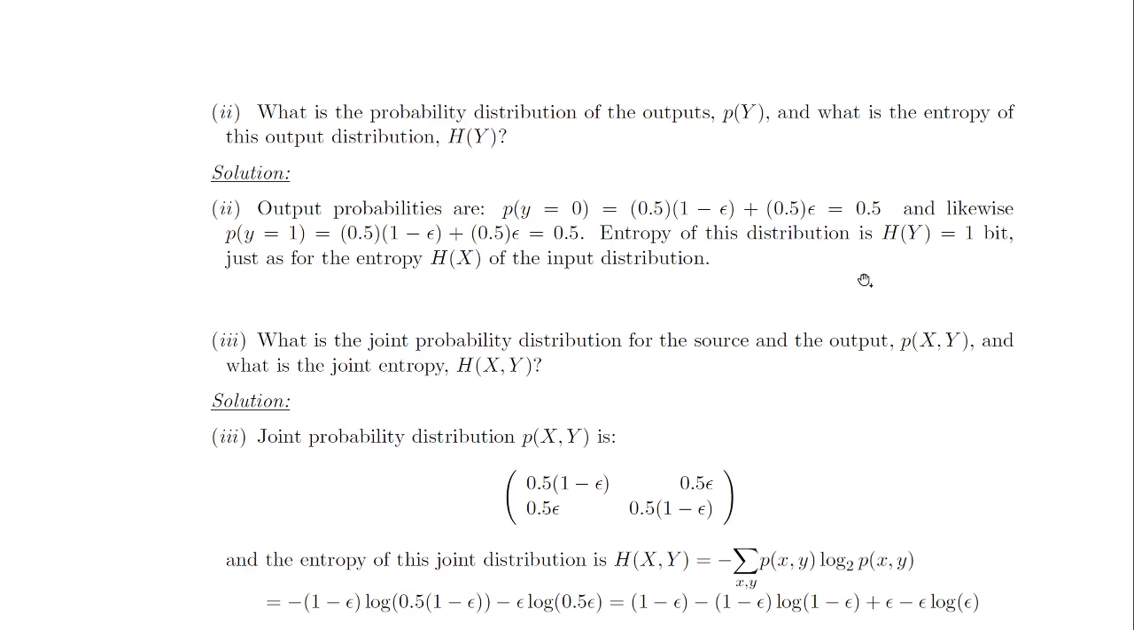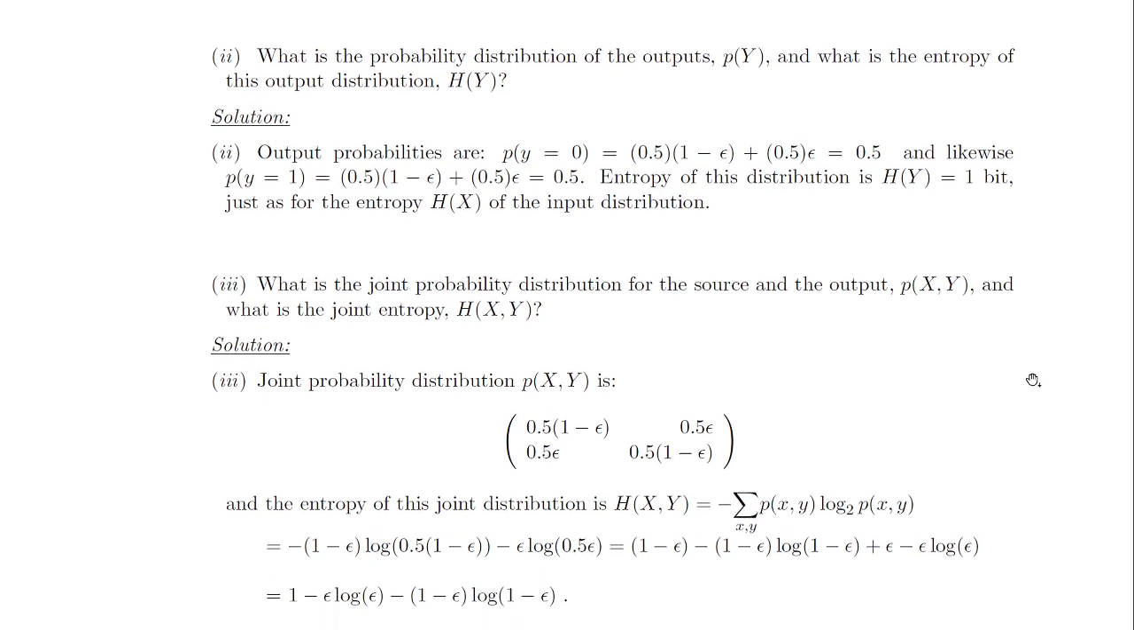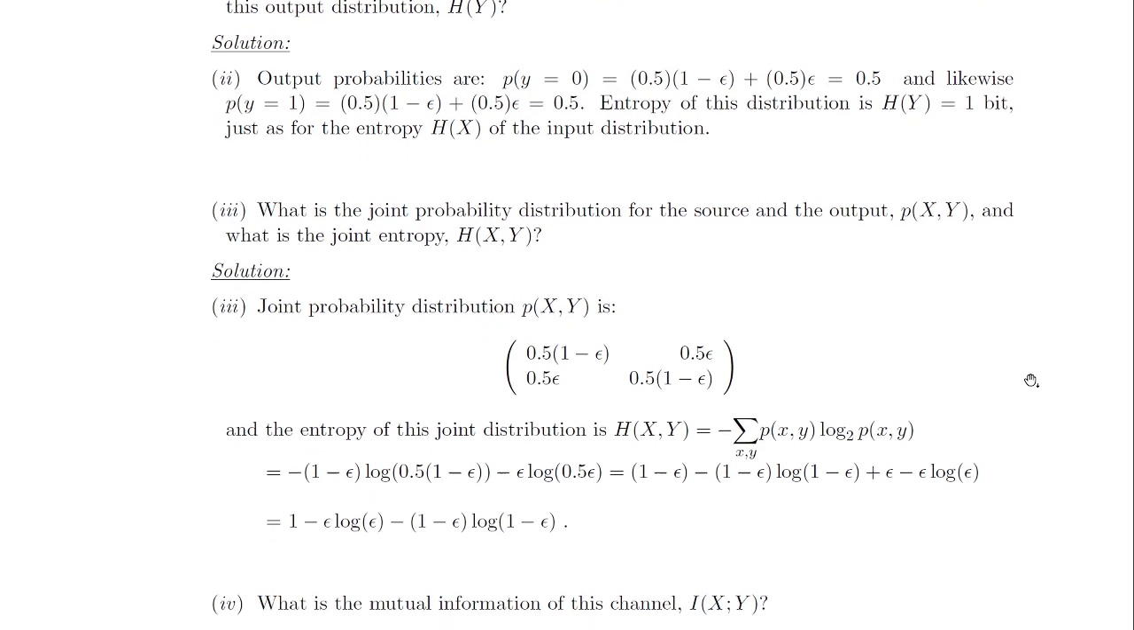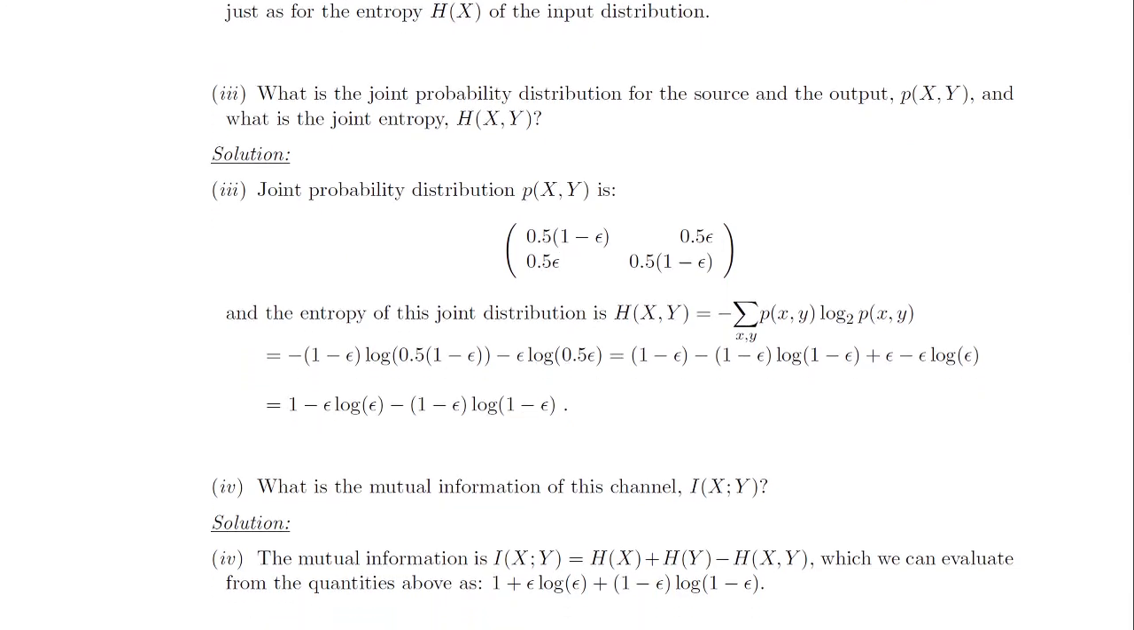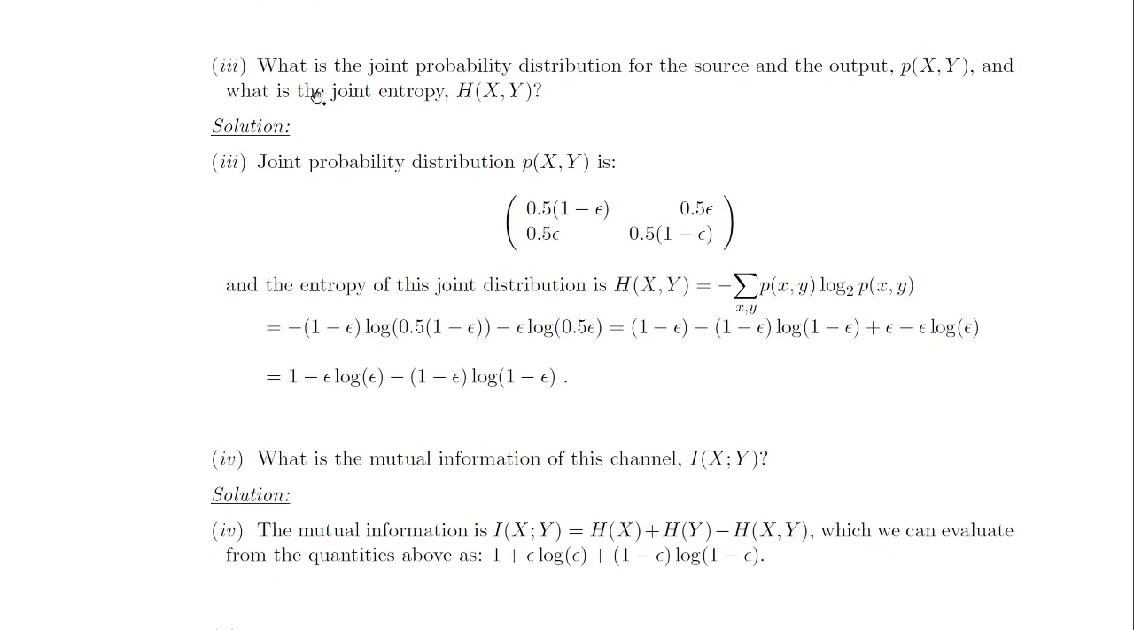So we have the same input distribution, namely the same entropy for the output random variable, namely 1 bit, as we saw for the input distribution. Now, a slightly different calculation that you may not have done before is to calculate the joint probability distribution for the source and the output, and what is the joint entropy. This is something you may not have done before.